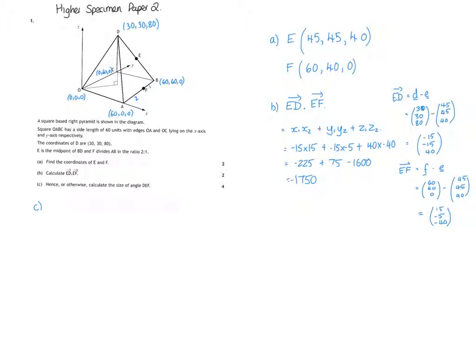So, for part C, we've been told to hence or otherwise calculate the size of the angle DEF. So this is where it comes in using information from our formula sheet. What we found in part B is the scalar product, and if we look at our formula sheet at the start, which is where we got the formula from, we have a.b equal to the magnitude of a times the magnitude of b times the cos of the angle. So we've got the dot product.